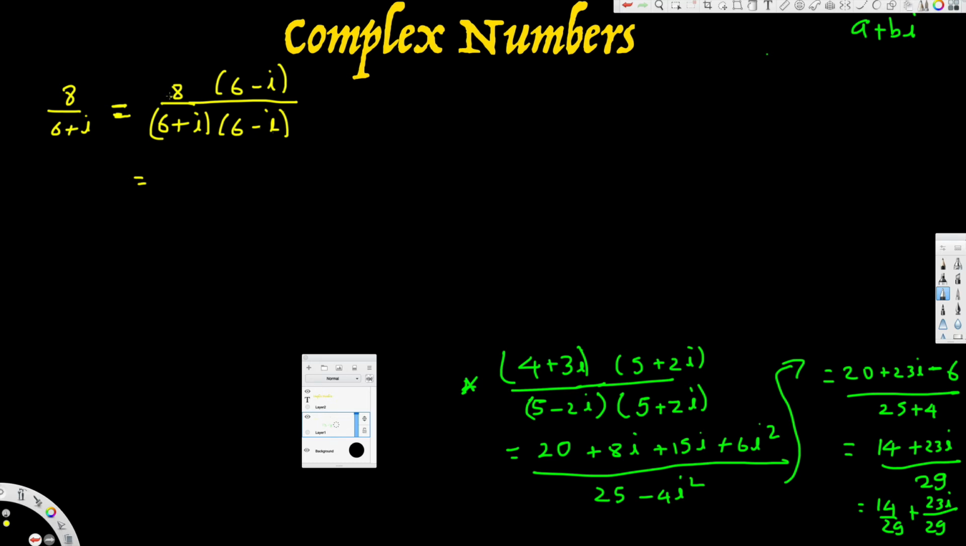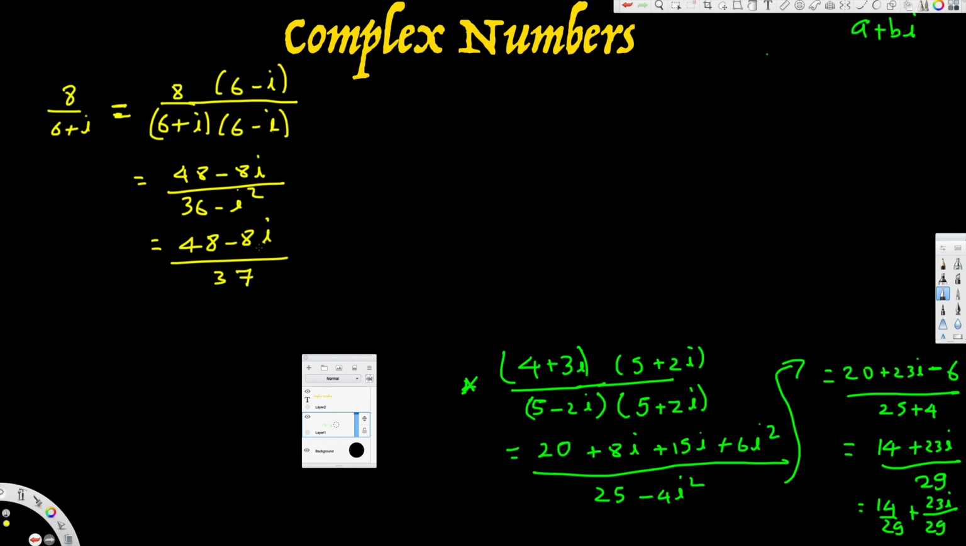Now if we simplify the top part, we're going to get 8 times 6 is 48, and minus 8i. In the denominator, we are going to get 36 minus i square, and in the numerator we can keep it as it is, 48 minus 8i. In the denominator, we can simplify this one furthermore. i square is simply -1, so negative 1, positive 1, so we are going to get 37 in the denominator.